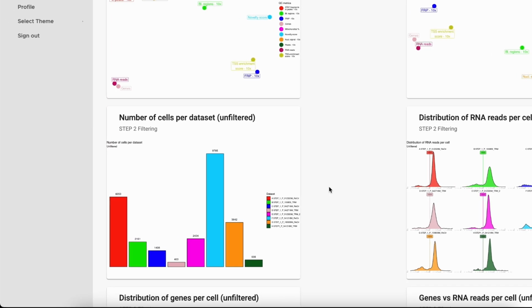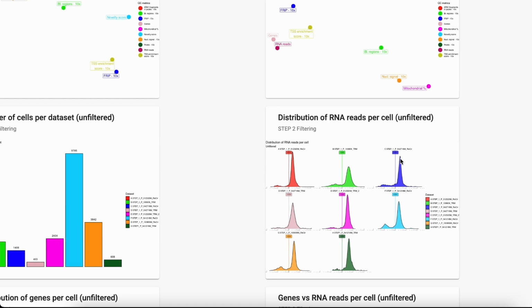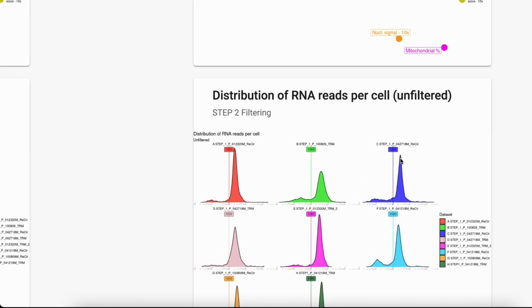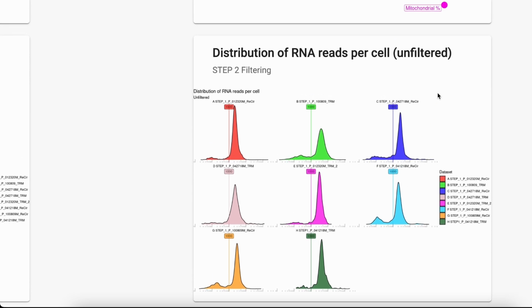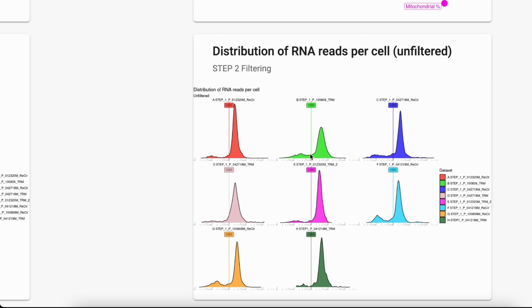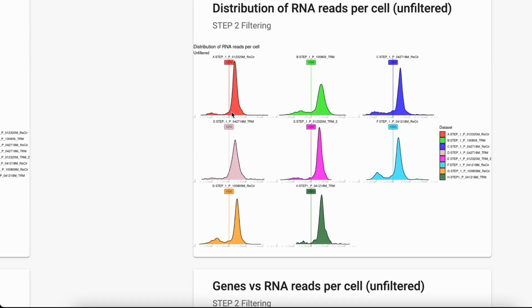There is a plot called Distribution of RNA reads per cell. I prefer to look at this kind of plot in the Unfiltered tab because we could see the distribution of the entire dataset, and it is shown where we put the threshold. If you remember, it was 1000. So you could see that for some samples, it perfectly cuts the population that is probably low quality and includes a major population of cells.